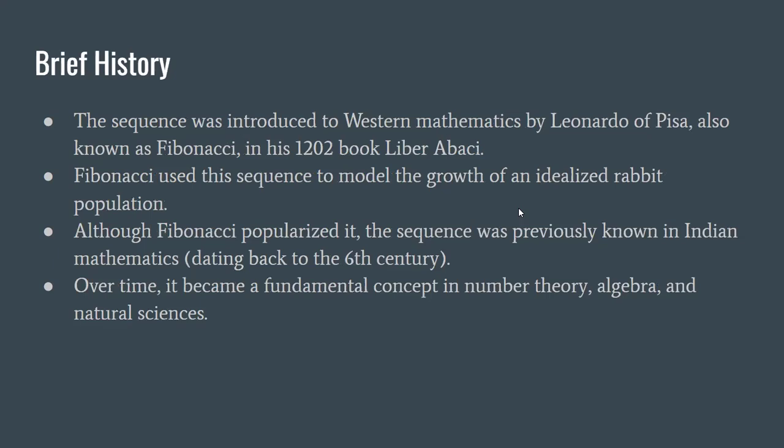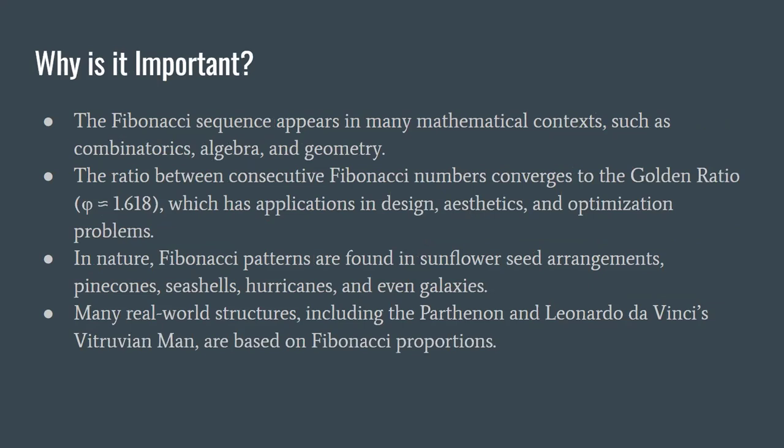A brief history of the Fibonacci sequence. It was introduced to Western mathematics by Leonardo of Pisa, also known as Fibonacci. He used this sequence to model the growth of an ideal rabbit population. Although he popularized it and it's named after him, this sequence was previously known in Indian mathematics, dating all the way back to the 6th century. Over time, it became a fundamental concept in number theory, algebra, and natural sciences.